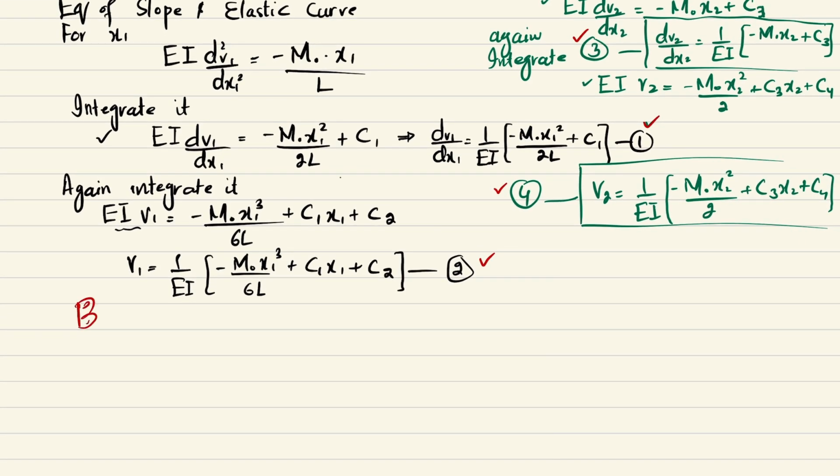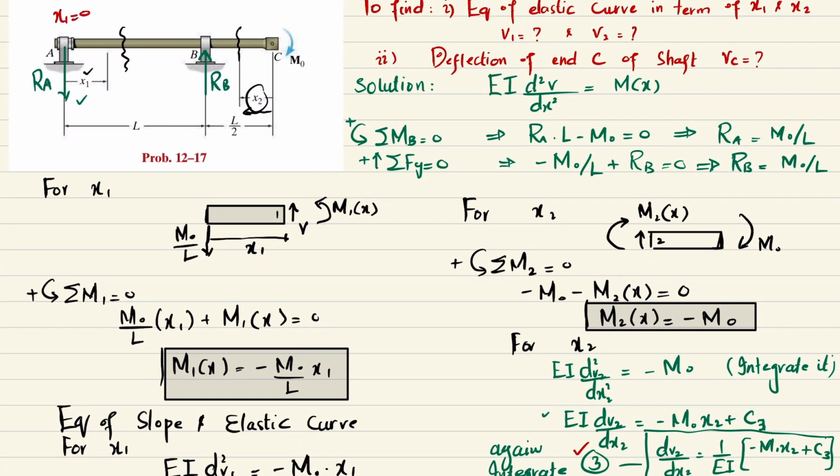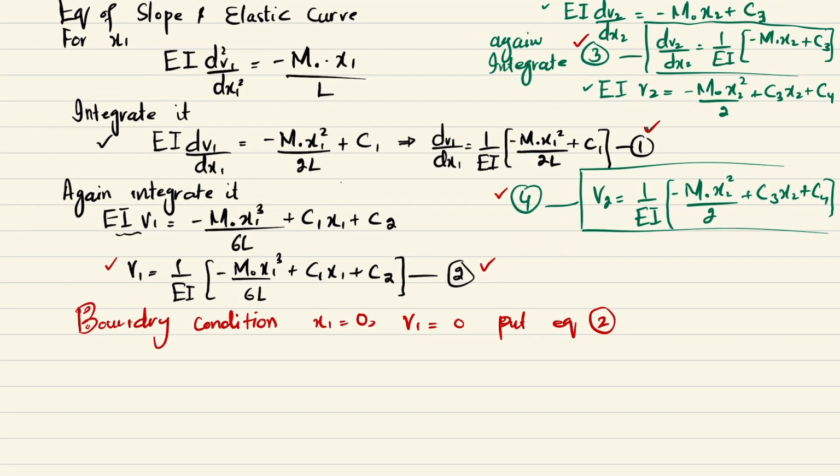The first boundary condition is that at x1 equal to 0, we have deflection v1 equal to 0. So put it in equation 2, which is for v1. I will also show you that at x1 equal to 0, we have deflection v1 equal to 0, because you can see this is the support. When you put x1 equal to 0, this term will be 0, this term will be 0, and v1 is also 0. So we are left with C2, which means that C2 will be equal to 0.